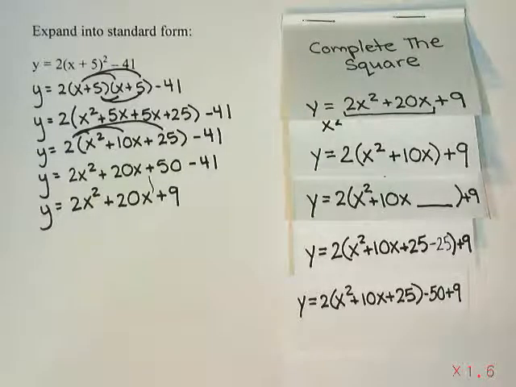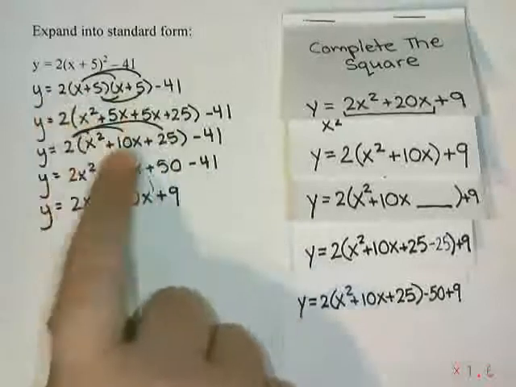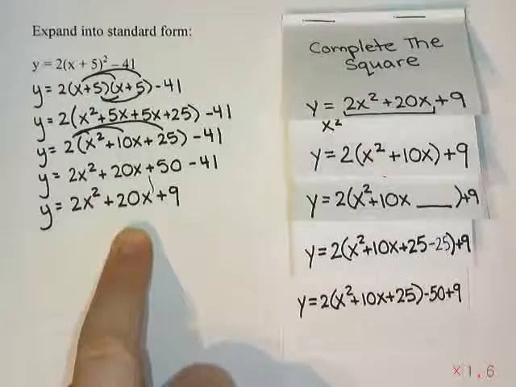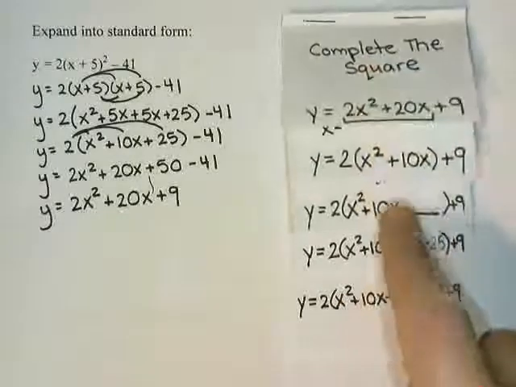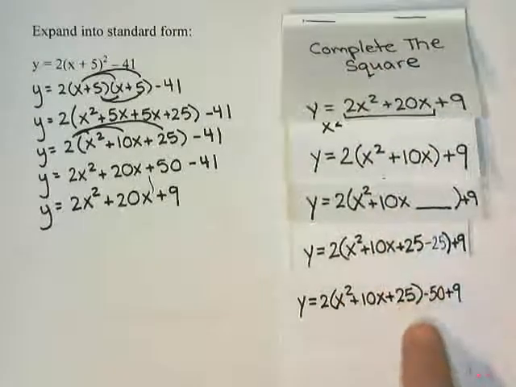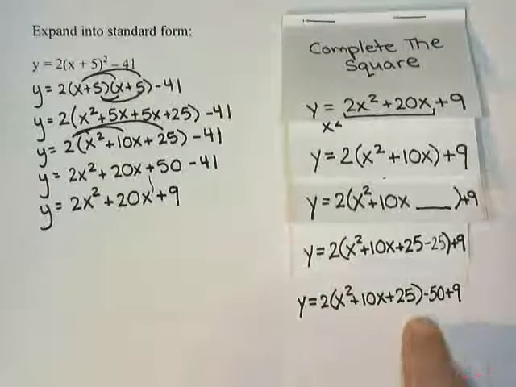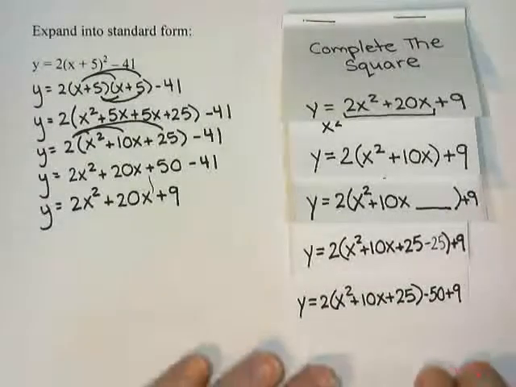This is the second part of our video on how to complete the square. And if you're just joining us, you really should go back and do part 1, where we expanded and multiplied out 2 times x plus 5 squared minus 41, and where we started completing the square. We actually are almost done. We just ran out of time, so we needed to start our next video.